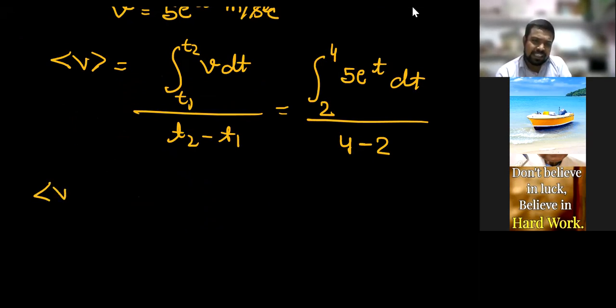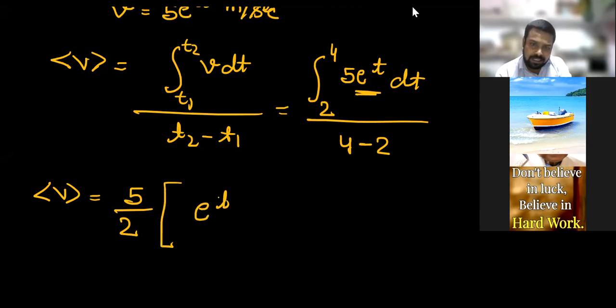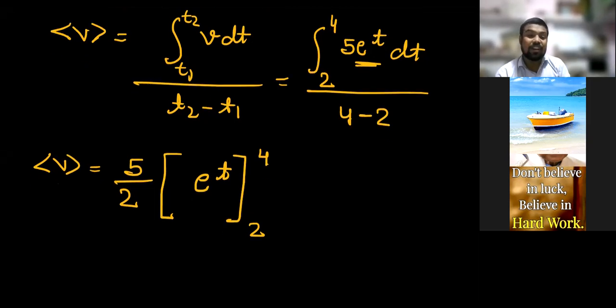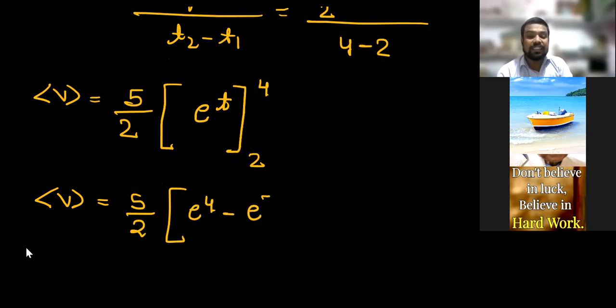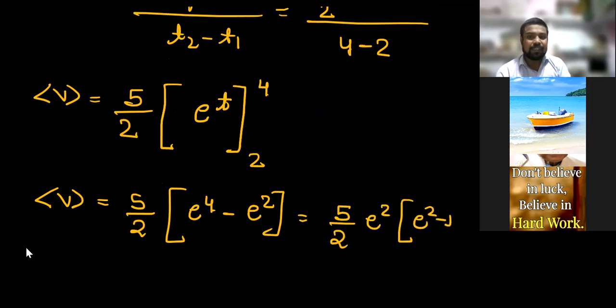The integration over 4 minus 2 is 2, with 5 common. This is 5 by 2. The integration of e to the power t is e to the power t, with limits 2 to 4. So the average velocity is 5 by 2 times e to the power 4 minus e square. My dear friends, taking e square common, this is e square minus 1.